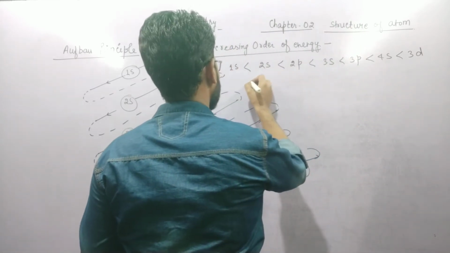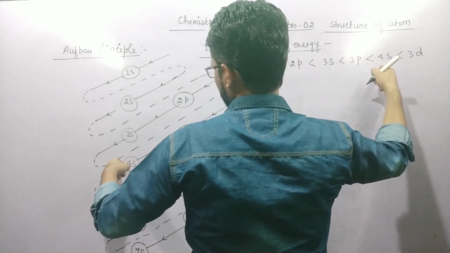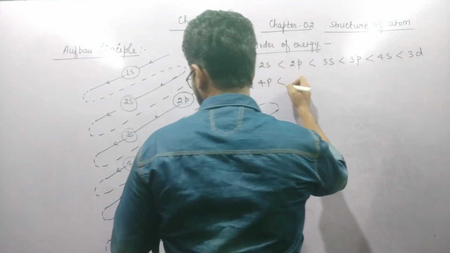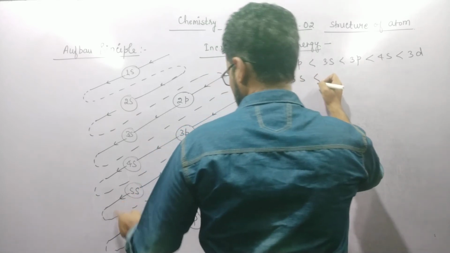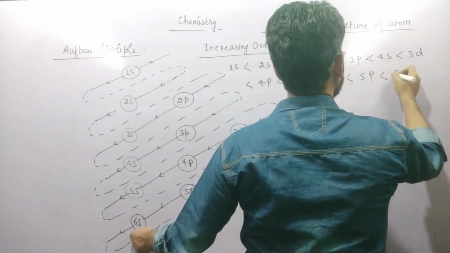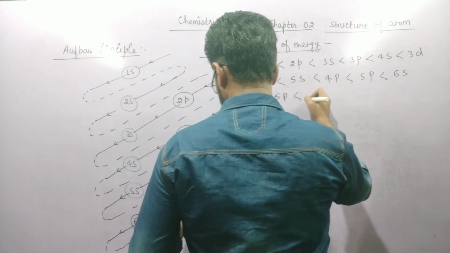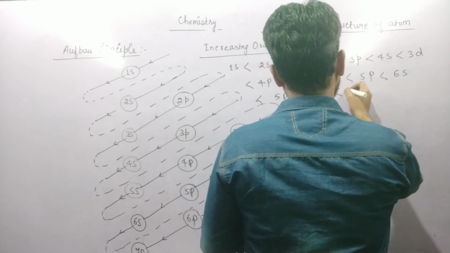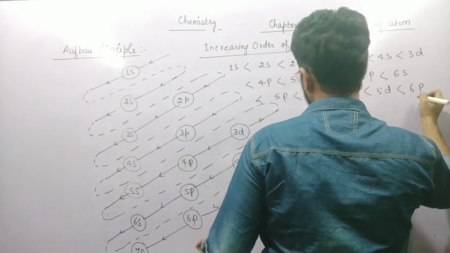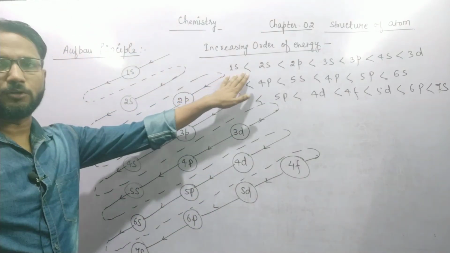after that 4p, next 5s, then 4d, then 5p, 6s, next 4f, 5d, 6p, or in the last 7s. Is it clear? So this is the increasing order of energy.